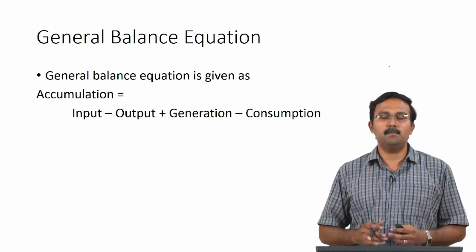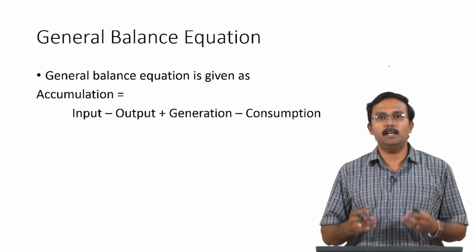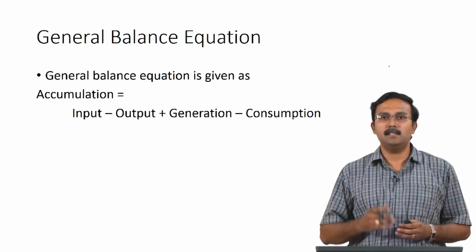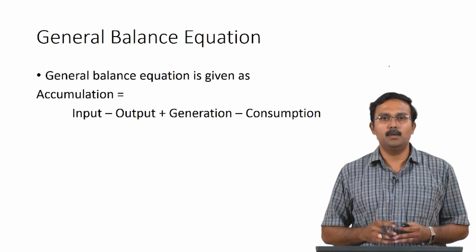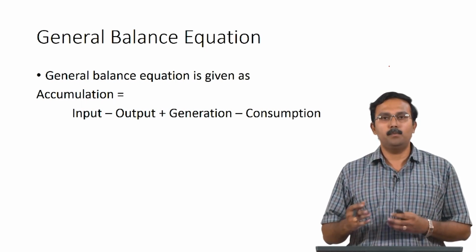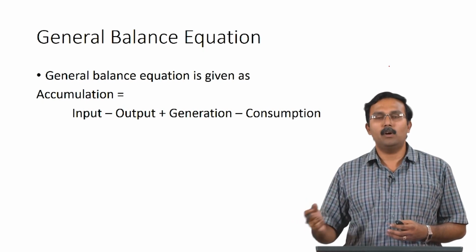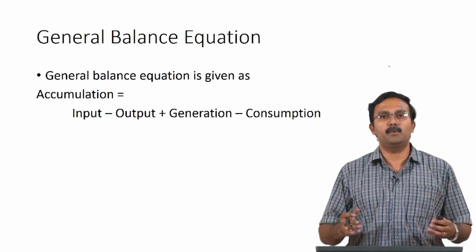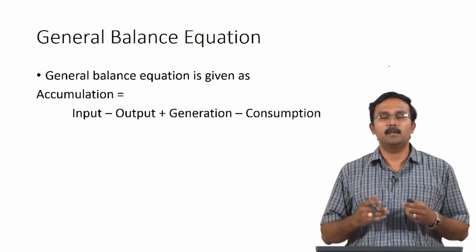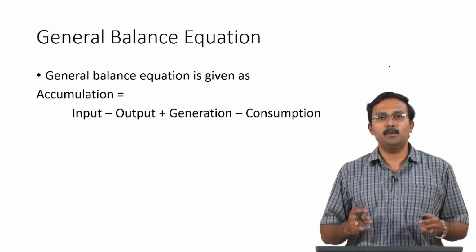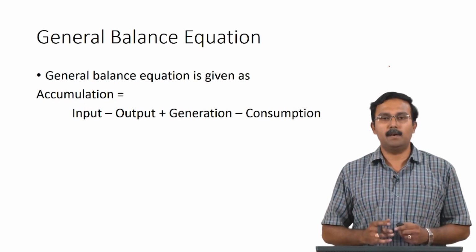Generation and consumption terms had to be calculated only for reactive processes. If we had total mass balances then generation and consumption went to 0, and also for non-reactive components. Input and output are the terms which we almost always calculated. In some cases those were also going to 0 if you are talking about closed systems. Now let us look at how this equation would be for a mass balance.